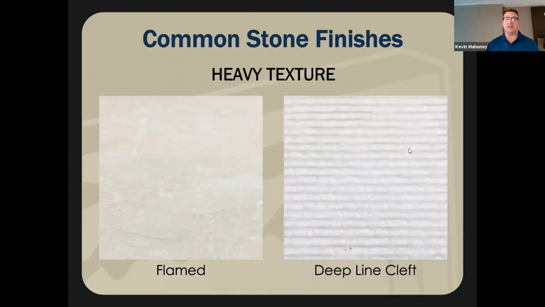We saw deep cleft line cut on an earlier slide on a hotel lobby, and then flame finish is really a go-to for exteriors, for non-slip in lobbies and commercial applications outside. Sometimes inside a flame finish is a little bit tougher because it's so rough that it becomes a cleaning issue.